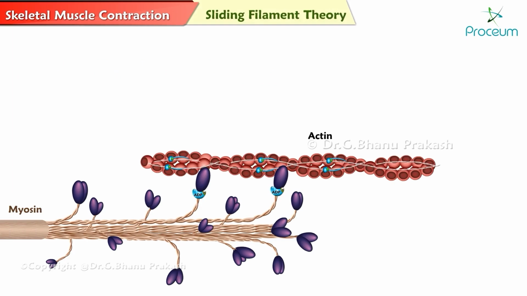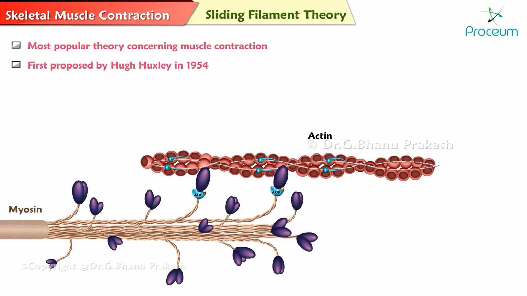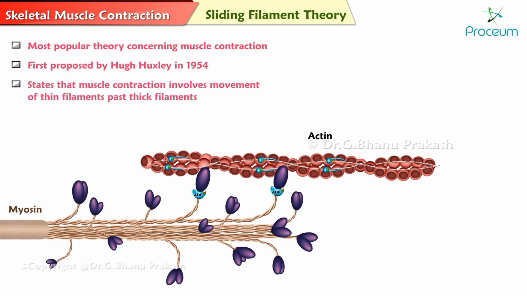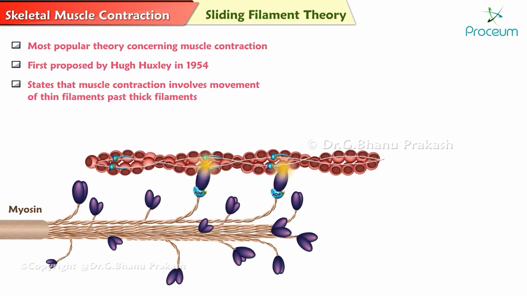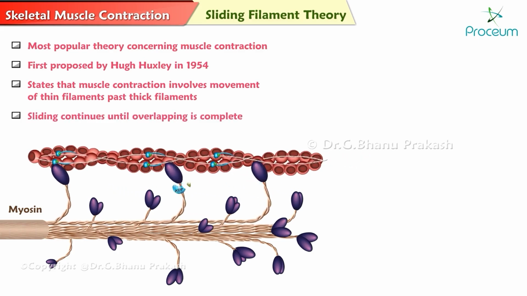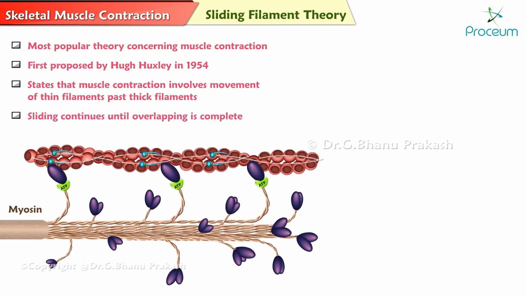Sliding filament theory. It is the most popular theory concerning muscle contraction. It was first proposed by Hugh Huxley in 1954. It states that muscle contraction involves sliding movement of the thin filaments past the thick filaments. Sliding continues until the overlapping of the thin and thick filaments is complete.